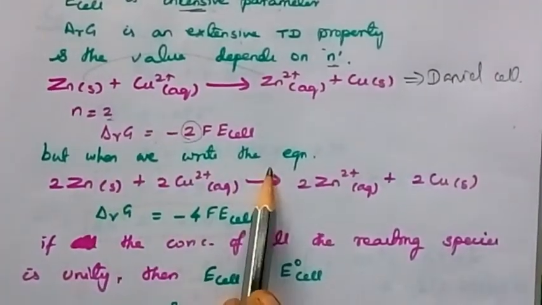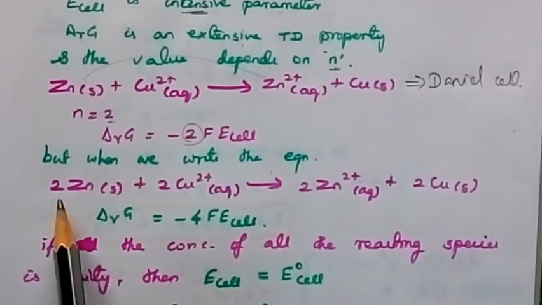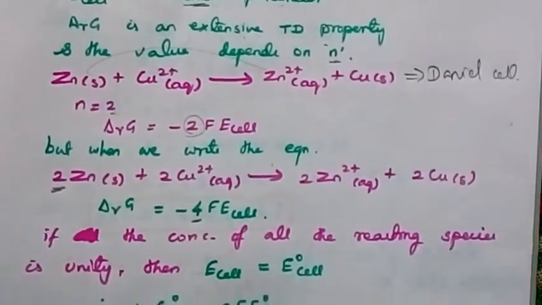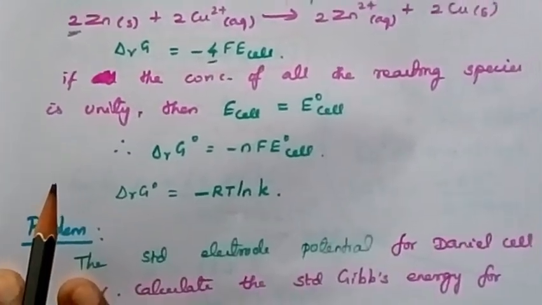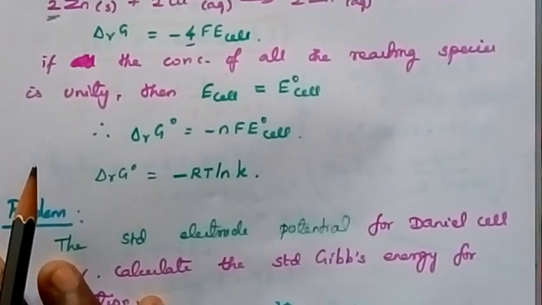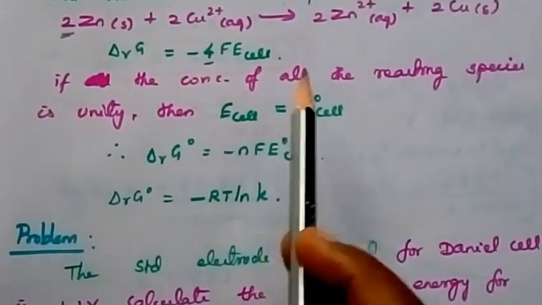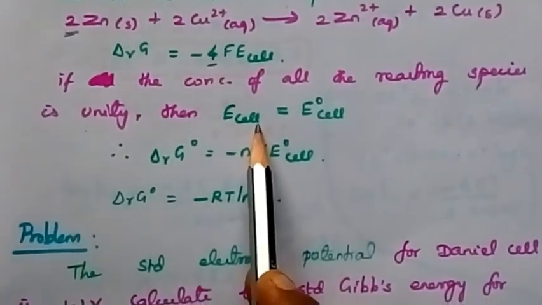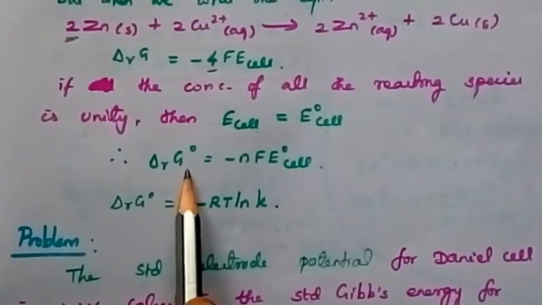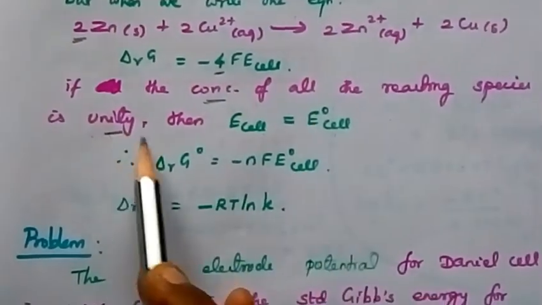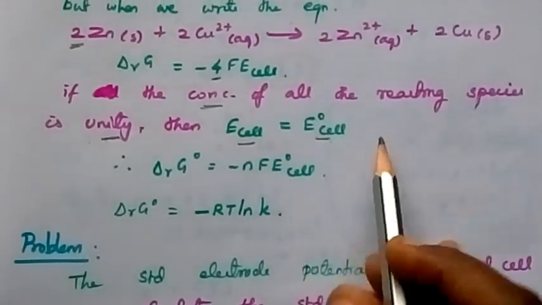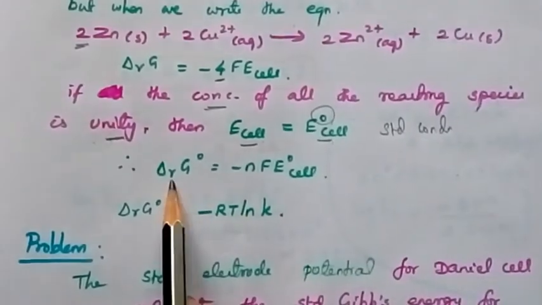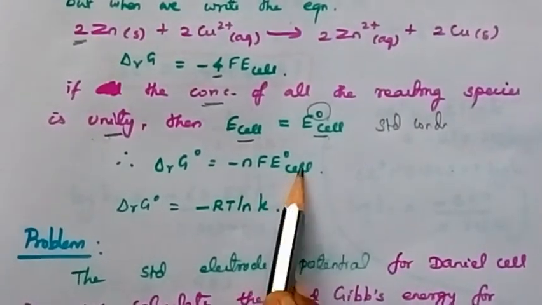But when we write the equation with 2 Zn2 plus, if it is multiplied by 2, then you have to multiply by 4, that is 2 into 2. If the concentration of all the reacting species is equal to unity, then E of the cell is equal to E naught of the cell. That is, when concentration is unity, the EMF of the cell becomes E naught of the cell, at standard condition. E naught represents the standard condition. So delta R G naught is equal to minus NF E naught of the cell.